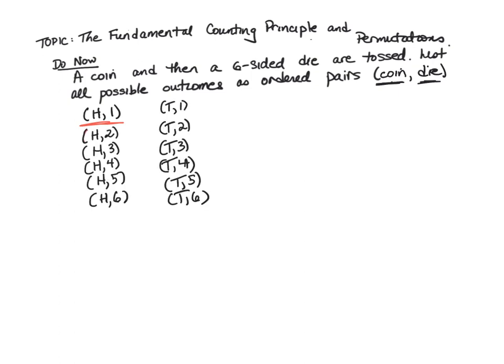So I've listed the outcomes here. If the first is heads, we could get a 1, a 2, a 3, a 4, a 5, or a 6 on the outcome for the die. And if the first is a tail, we could get a 1, a 2, a 3, a 4, a 5, or a 6. So altogether, we have a total of 12 outcomes.